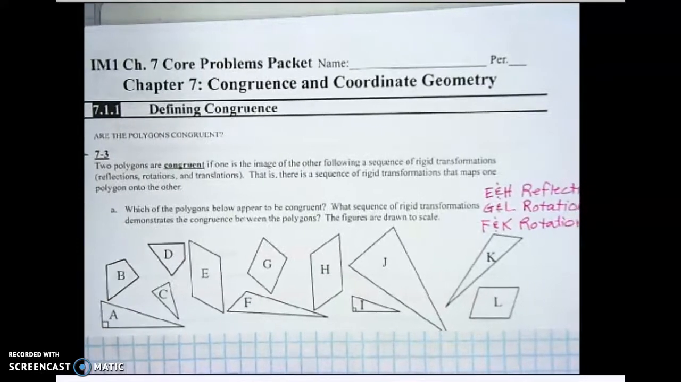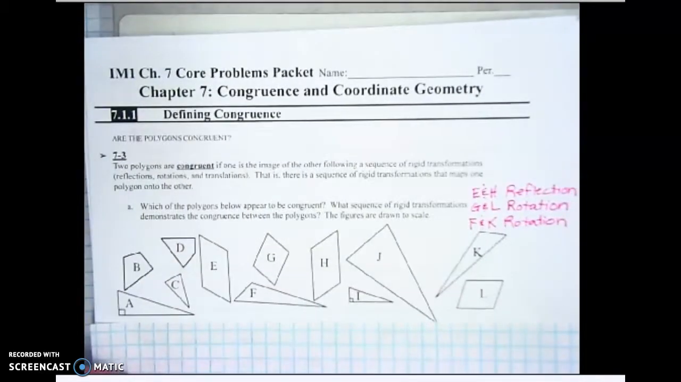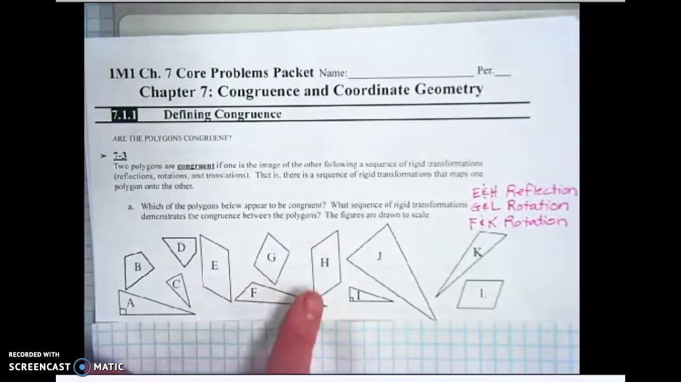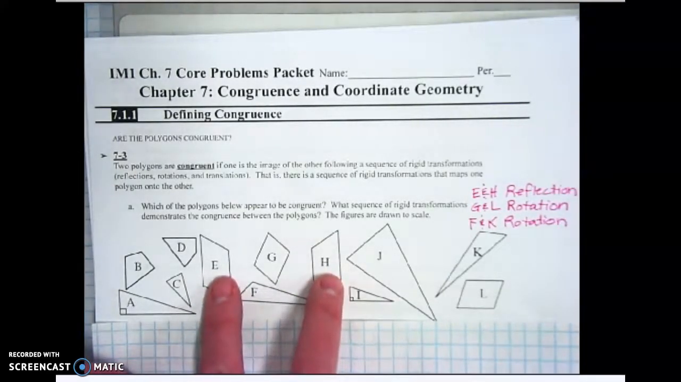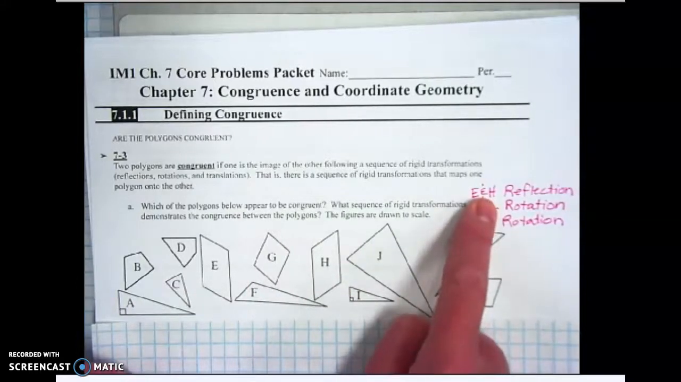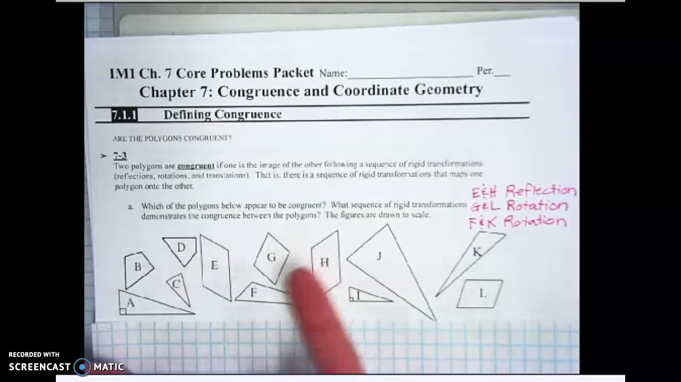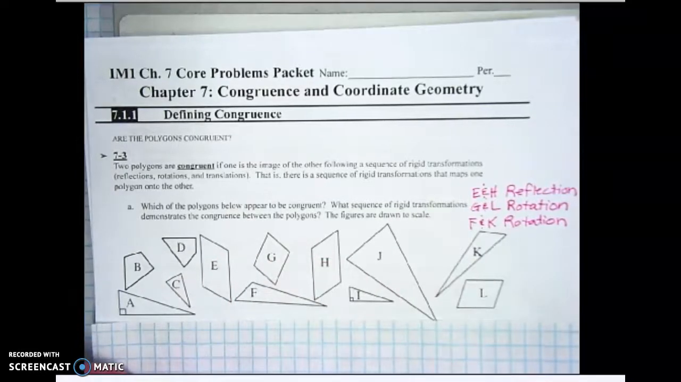For instance, E and H. So here's E, here's H. They are the same size and the same shape, but they are a reflection of each other. Okay, if you took E and you flipped it over, it would make H.